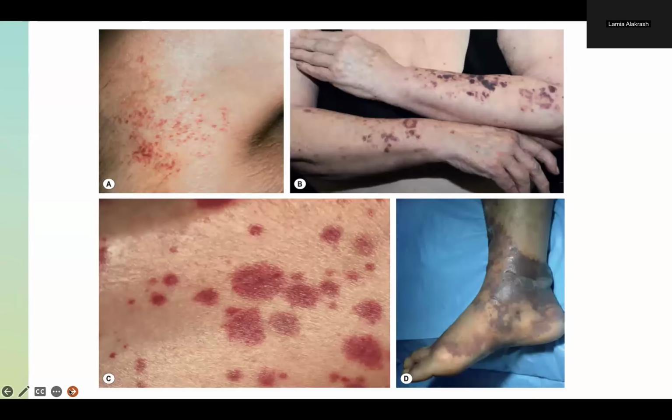So as you can see here, we have different presentations of cutaneous lesions. In the first picture, we have the typical presentation of petechiae. While in figure B, we have an example of solar or actinic purpura. As you can see, it's distributed over photoexposed areas, and the background skin also has some actinic damage. In C, we have the typical presentation of palpable purpura seen in vasculitis, while in D, we have hemorrhagic blisters in acral areas. This is in a patient with disseminated intravascular coagulopathy.